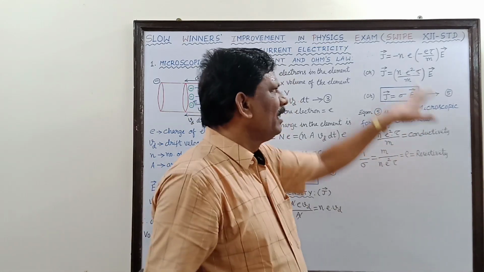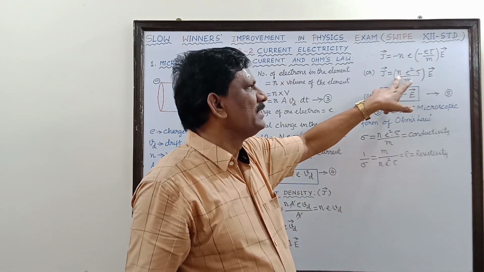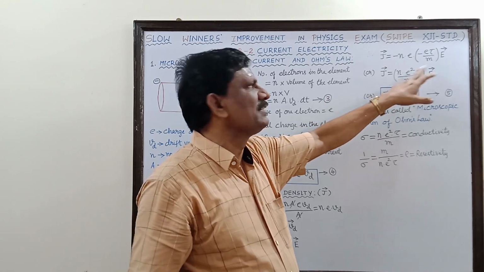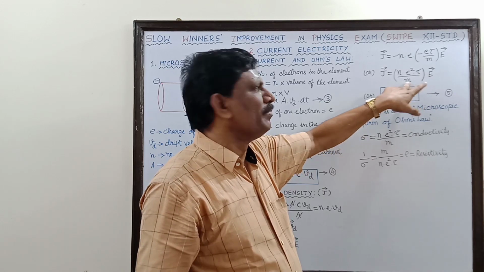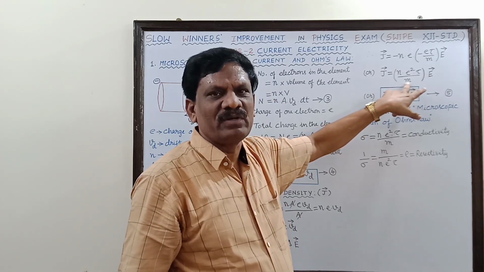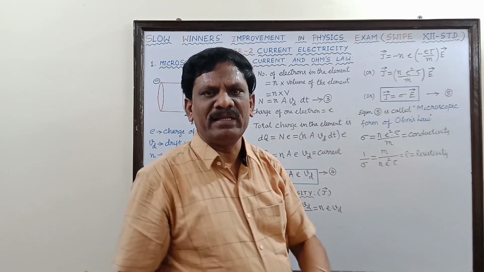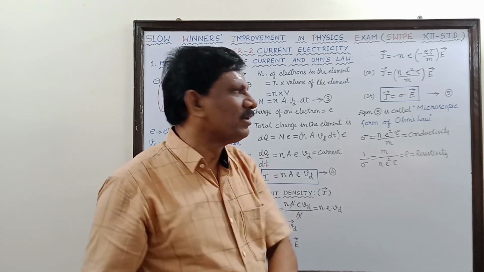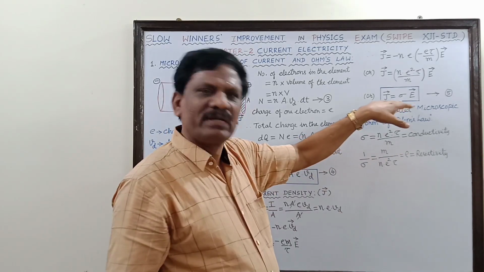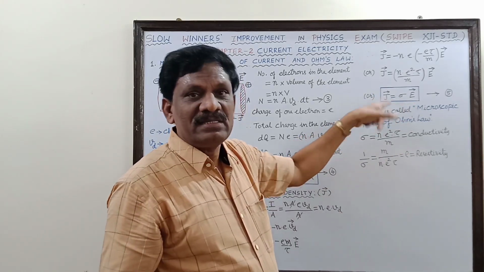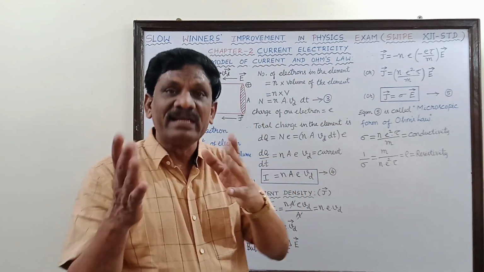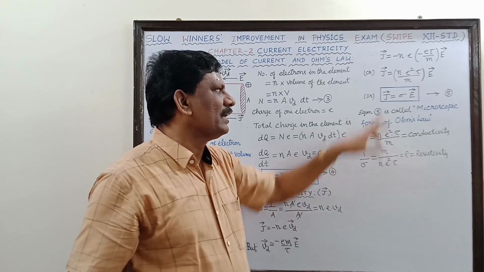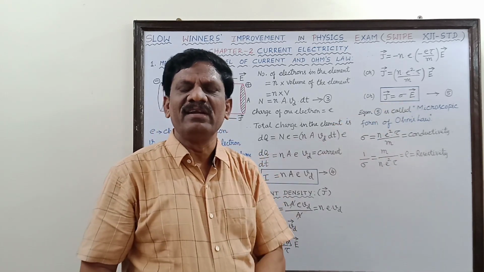Look at the bracket. Number of electrons per unit volume is a constant. The charge of the electron is a constant. This average collision time, relaxation time, is constant. Mass of the electron m is also constant. Therefore, the bracketed quantity must be some constant that is denoted by the symbol sigma. Okay. So, my dear students, this equation is extremely important. That is the derivation. This is the relationship between the current density vector and the electric field vector.